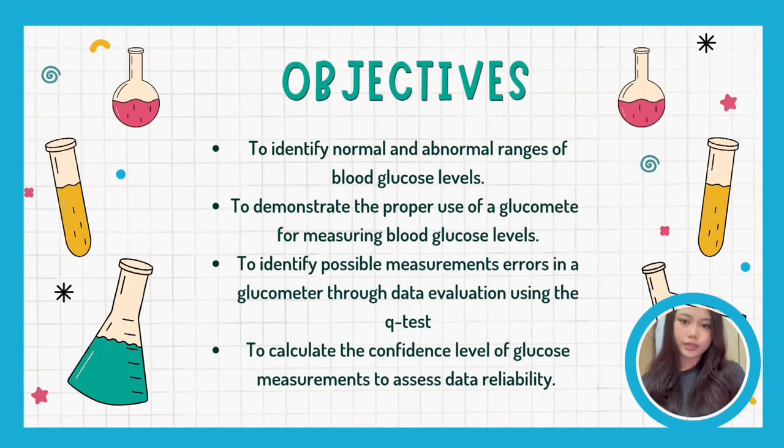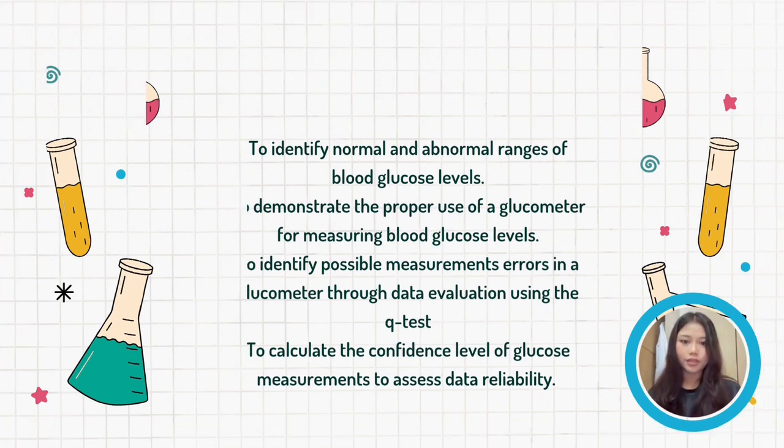These are the objectives of our experiment on accuracy evaluation of a glucometer. The first one is to identify normal and abnormal ranges of blood glucose levels. The second one is to demonstrate the proper use of a glucometer for measuring blood glucose levels. The third one is to identify possible measurement errors in the glucometer through data evaluation using the Q-test. And the last one is to calculate the confidence level of glucose measurements to assess data reliability.